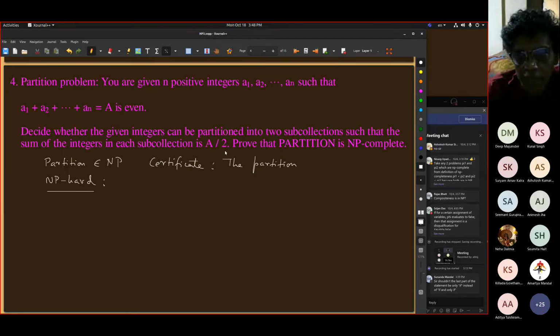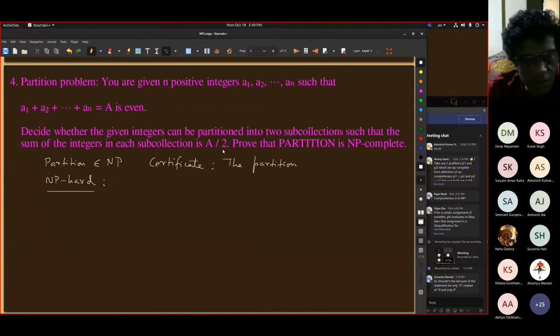Whenever I generalize a problem, and I know that the special variant is already NP-complete, the general version has to be NP-complete. But this is not necessarily true when I specialize. This is a special case of the subset sum problem, so there is no guarantee that it is going to be NP-complete. But in this case, it turns out that the special case is also NP-complete.